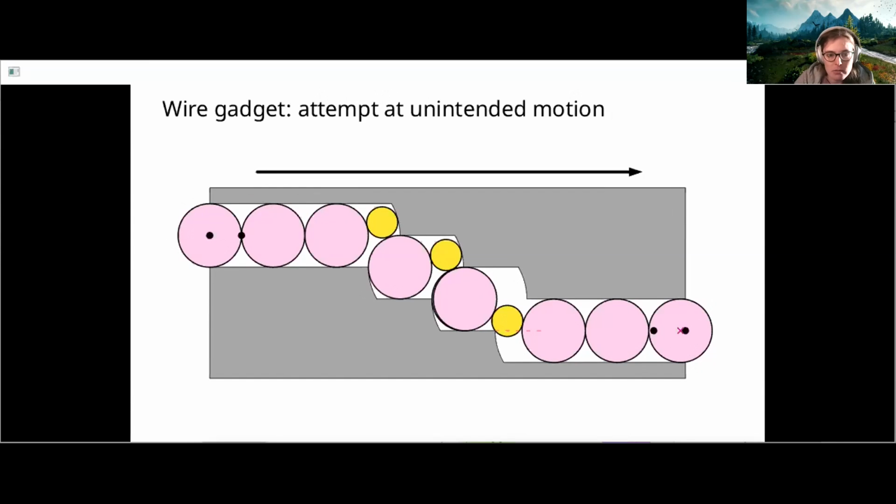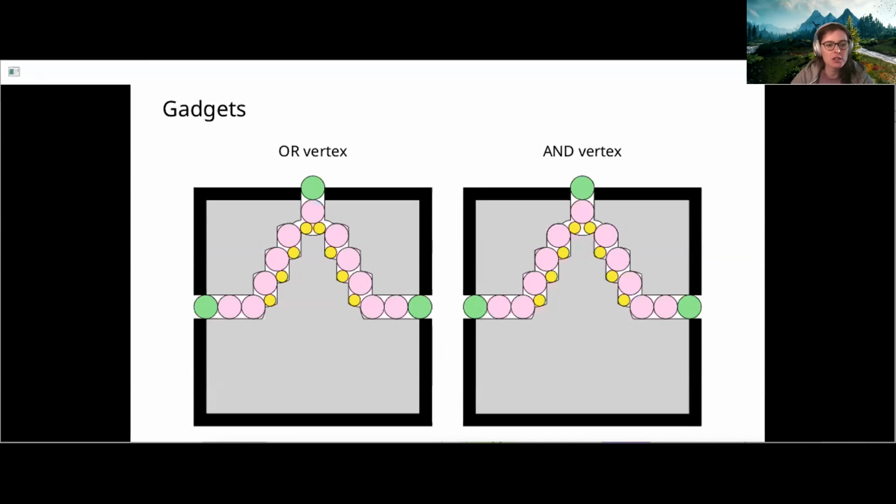Okay. And now that we have this wire, we can just put these wires together to make an OR vertex and an AND vertex. And they look very similar. The only difference between them is in these corners. So you see in one case, we're hugging the disk tightly. In another case, there is a little bit more space and the corner looks more like the wire gadget construction.